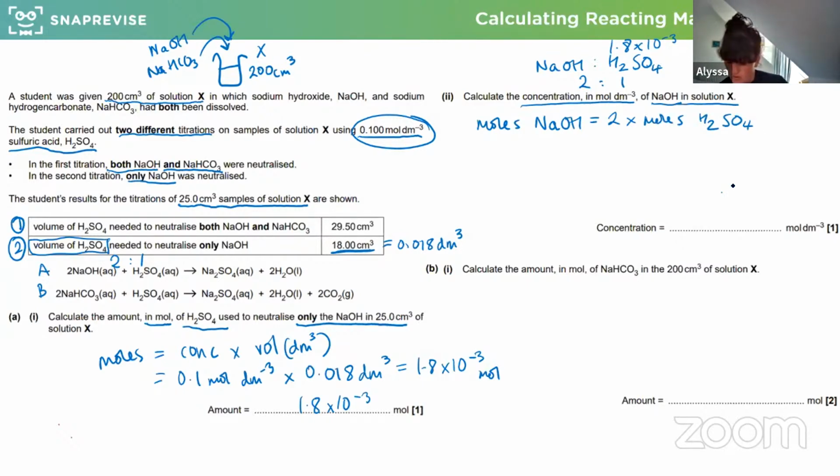And therefore, 2 lots of 1.8 times 10 to the minus 3. Let me know if anyone's not happy with that. Yeah, just double check that it's 2 to 1. Otherwise, your process is correct. We just need to get the initial moles right first. So the moles are 3.6 times 10 to the minus 3 moles.